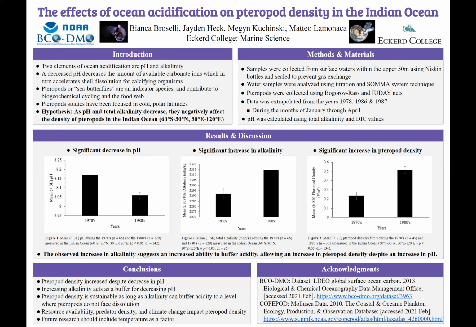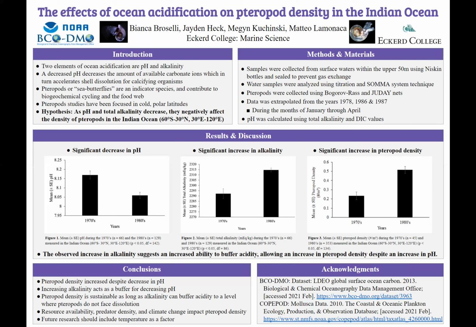Our results show that from the 1970s to the 1980s, there was a significant decrease in pH from 8.17 to 8.07, as seen in figure 1. In the second figure, alkalinity significantly increases from 2,292 to 2,316 microequivalents per kilogram over the years. Figure 3 shows the significant increase in density from 0.25 to 0.52 values per meter cubed.